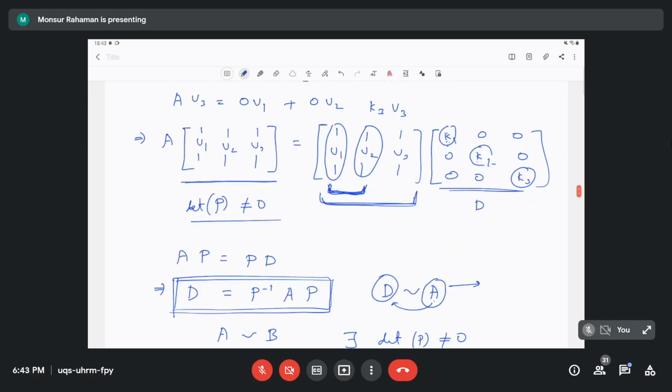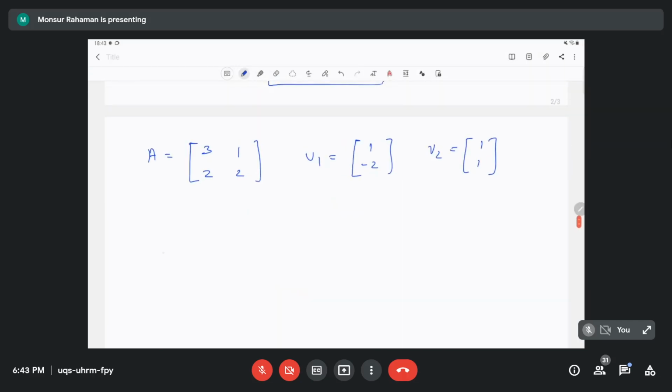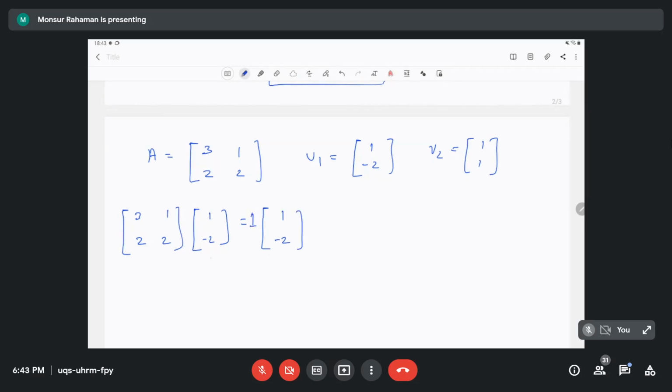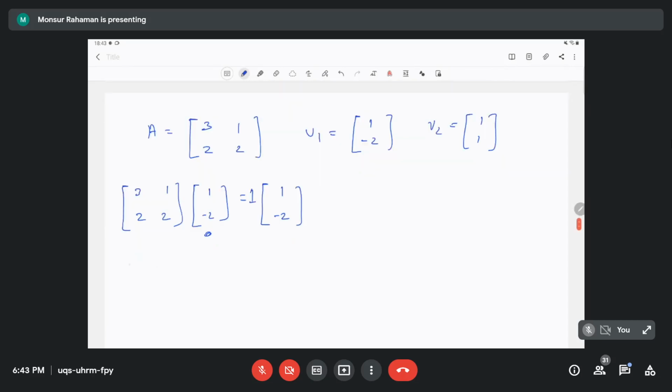So what is the corresponding eigenvalue? Just simply multiply, 1 minus 2, minus 2. So this is 1. Corresponding to that eigenvector, it is 1.